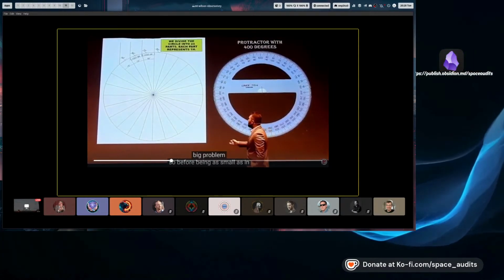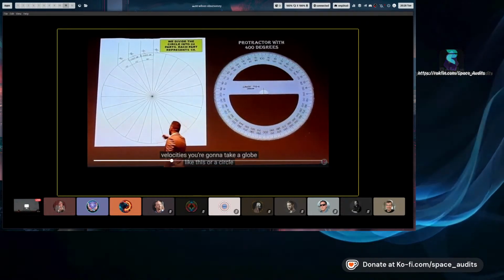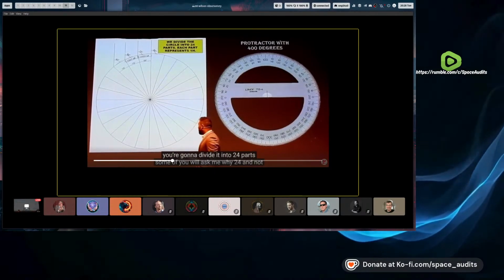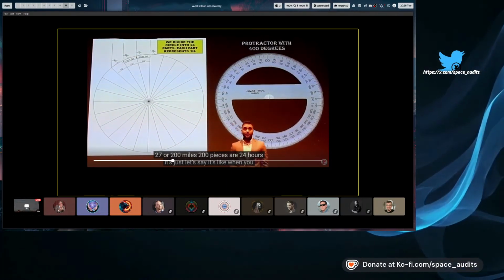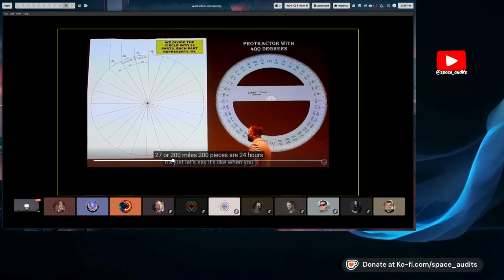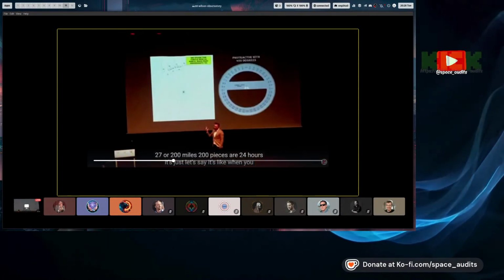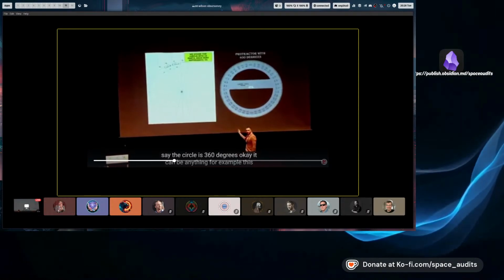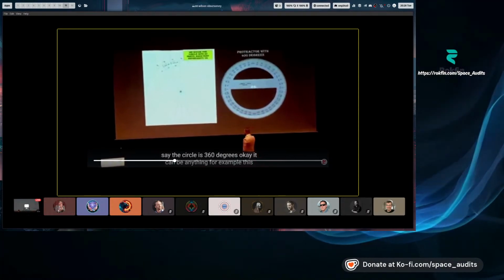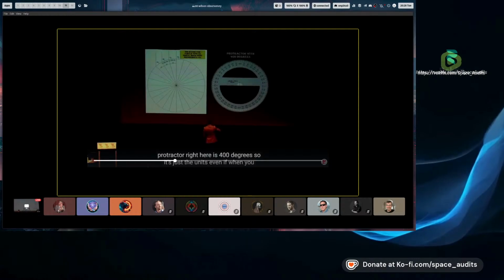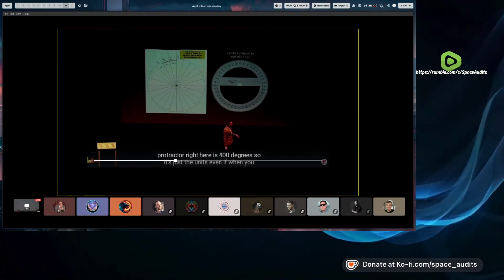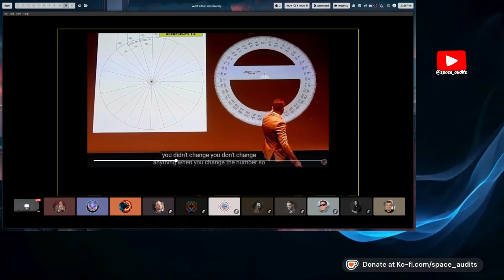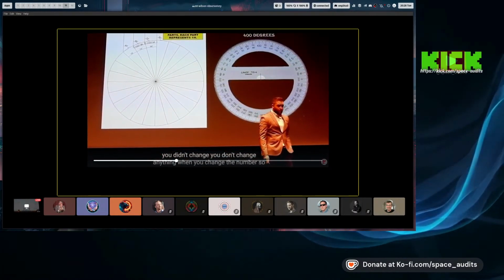So before being as smart as Eratosthenes, you're going to take a globe like this, or a circle, and you're going to divide it into 24 parts. Some of you will ask me why 24 and not 27 or 200 pieces. 24 hours. It's like when you say the circle is 360 degrees, okay? It can be anything. For example, this protractor right here is 400 degrees. So it's just a unit. Even when you change the number, the circle is still the same. It didn't get bigger or smaller. You don't change anything when you change the number. So it's just the unit.